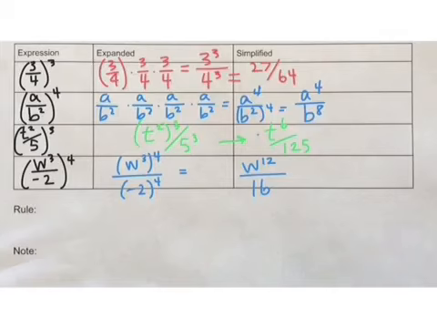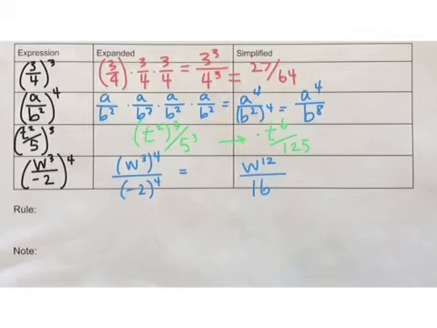For the last one there, we had w to the third power over -2, all to the fourth power, and then we took that fourth power and applied it to both our numerator and denominator, and we ended up with w to the 12th power over 16.